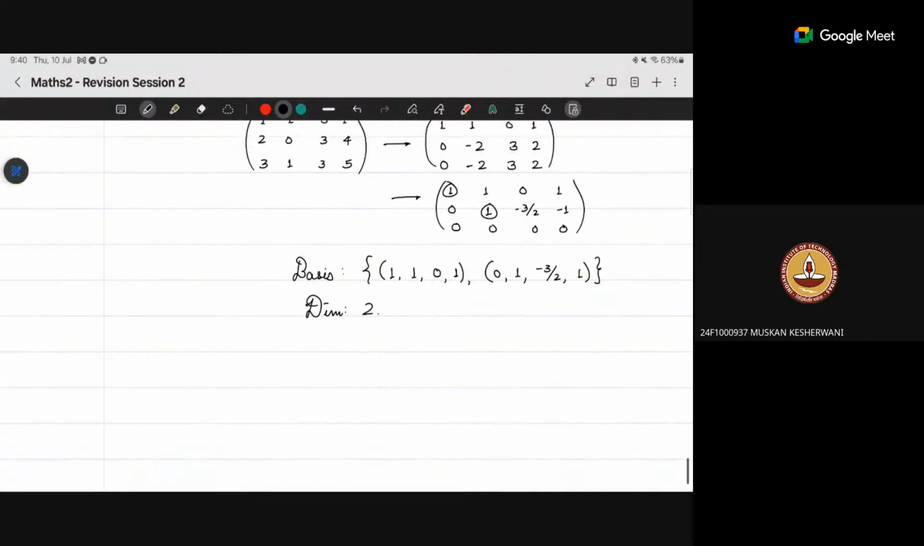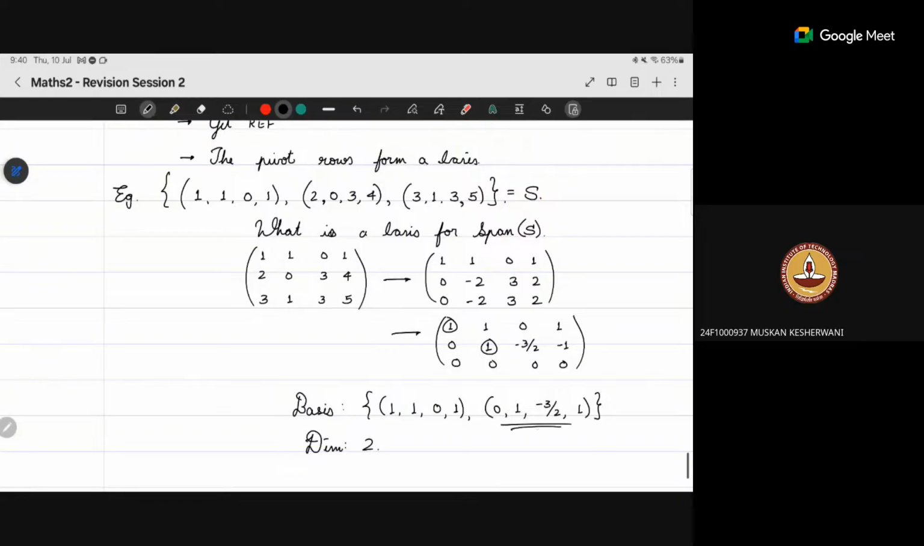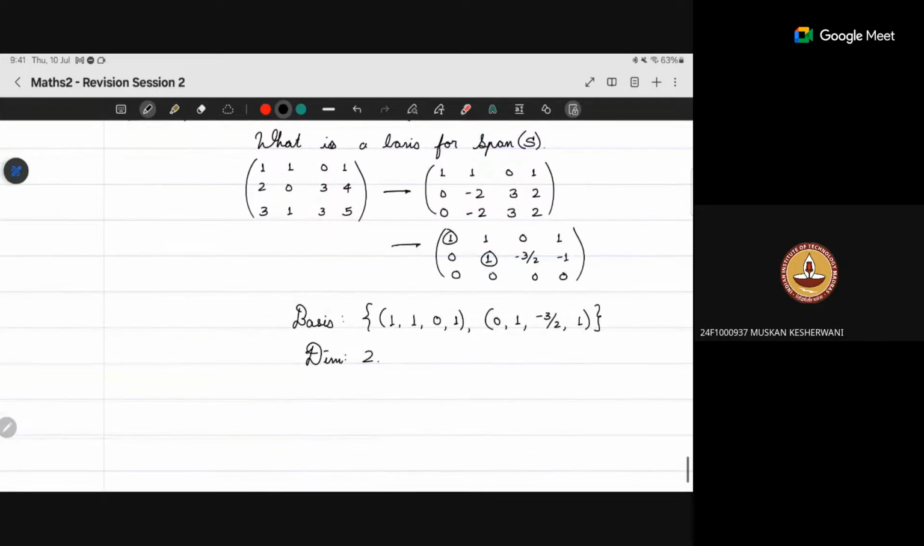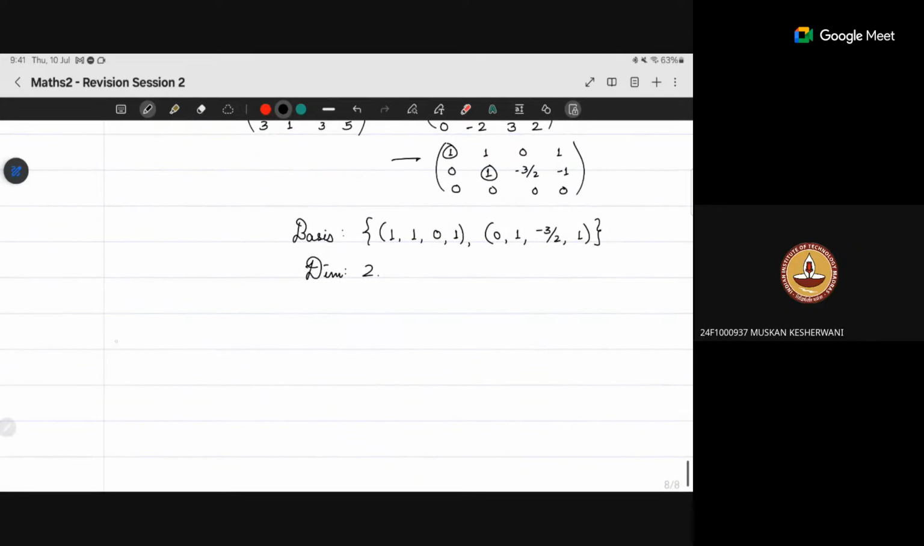But as you see, the row method might give you vectors which are not in your original set. If you want to find a subset of the original set S that is actually a basis, then we use the column method.